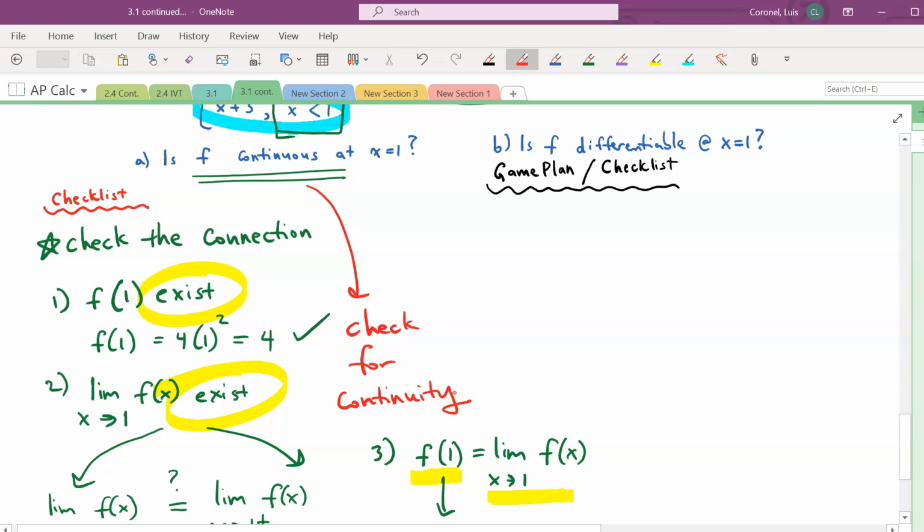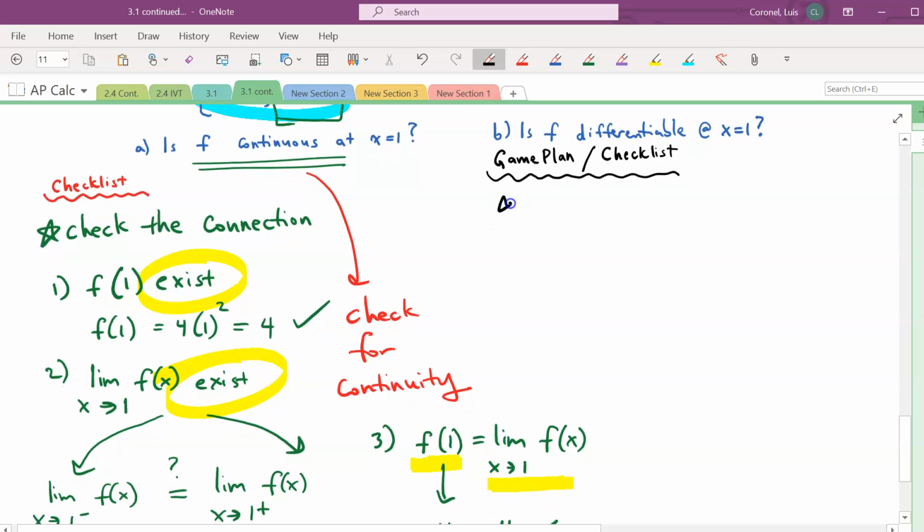Alright, for part B, is f differentiable at x equals 1? So this is new for us now. We got to check differentiability. And so what's the game plan? What's our new checklist? Well, for this game plan, put a little star right here.